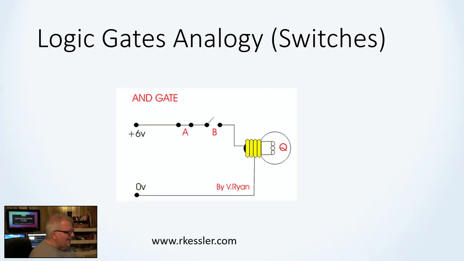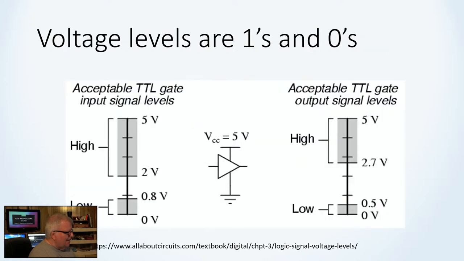Whereas an AND gate, that was an OR gate, this is an AND gate, you have to have A and B in order to get an output true. So these are very basic gates with switches and a light bulb on the output.